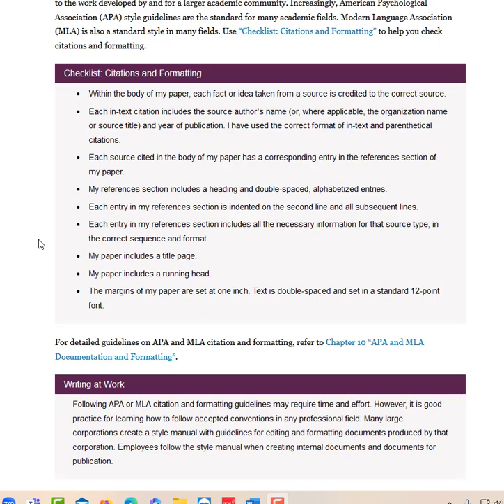My reference section includes a heading and double-spaced alphabetized entries. Each entry in my reference section is indented on the second line and all subsequent lines. Each entry in my reference section includes all the necessary information for that source type in the correct sequence and format. My paper includes a title page, running head, and the margins of my paper are set to 1 inch. Text is double-spaced and set in a standard 12-point font.